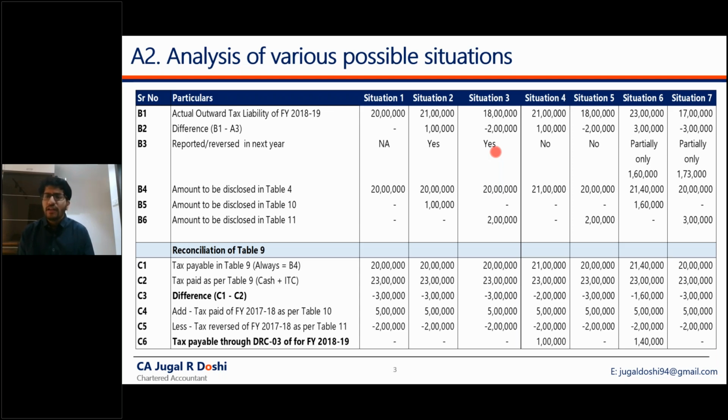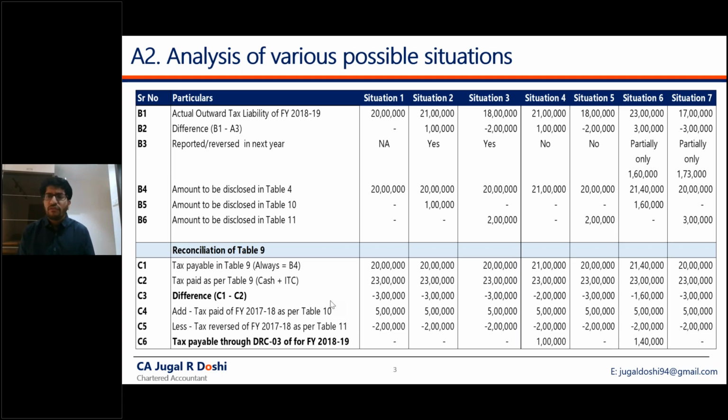Now when we come to reconciliation in table 9, tax payable is 20 lakhs, tax paid is 23 lakhs, out of which rupees 5 lakhs less 2 lakhs, that is rupees 3 lakhs, is paid in respect of 17-18 transactions. So net tax paid for FY 18-19 transactions is 20 lakhs, which tallies with tax payable as per table 9, and there is no additional tax payable. Friends, over here you would see that I have given the same treatment in situation 5 also. The reason is, here I have assumed that in situation 3 I have reversed in the next year, and in situation 5 though I have not reversed in the next year, I will reverse the same in my current month 3B.